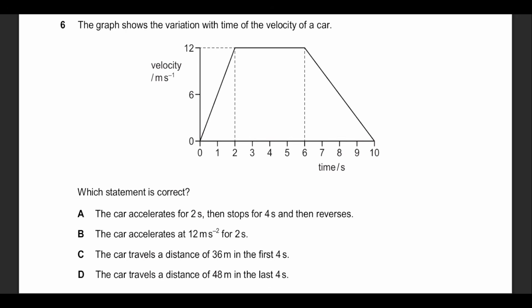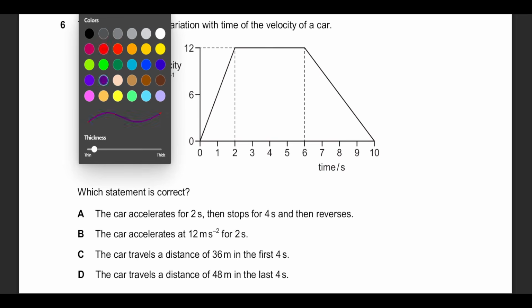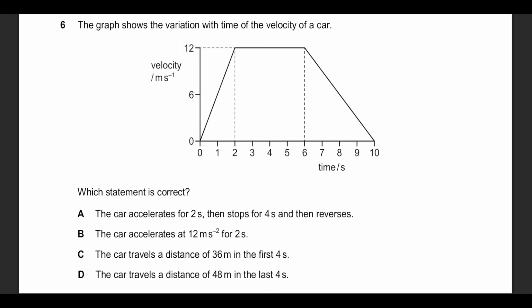Let's move on to question number 6. Question number 6 is given to you as a graph. And whenever you have a graph of kinematics, we always use the graph and the graphical techniques to answer the question. So you say, which statement is correct? The car accelerates for 2 seconds. Yes, for the 2 seconds it does that, but then it stops for 2 seconds.